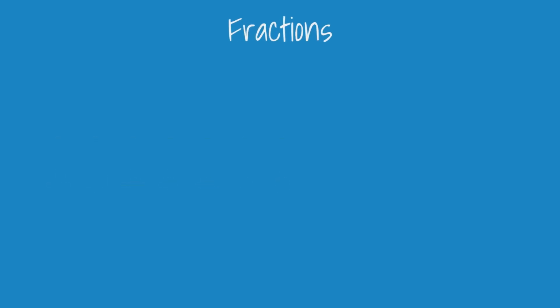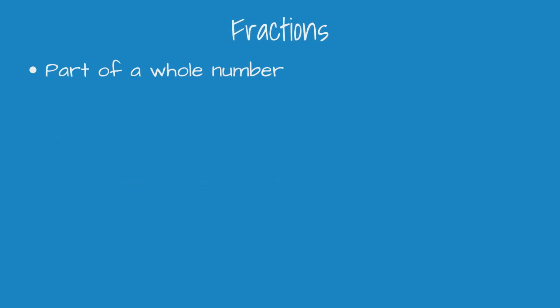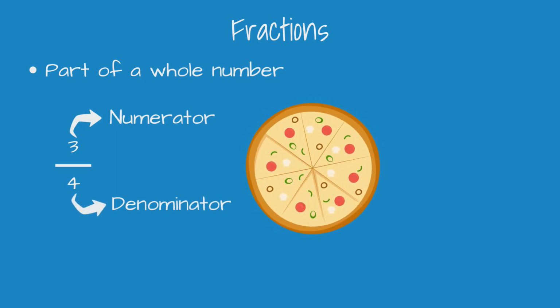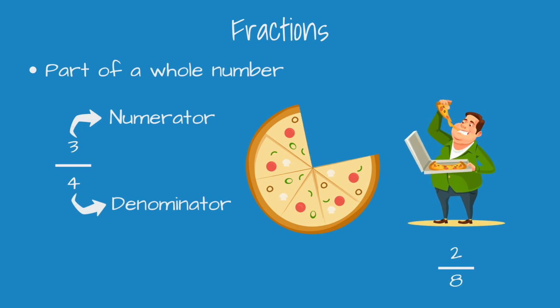Next, fractions are only a part of a whole number, that are written as a ratio of two integers. The integer at the top is called the numerator, and the one at the bottom is called the denominator. For example, if you have a pizza cut into 8 equal slices, and somebody then ate 2 of those slices, they would have eaten 2/8 of the pizza, so you would be left with 6/8 of the pizza.